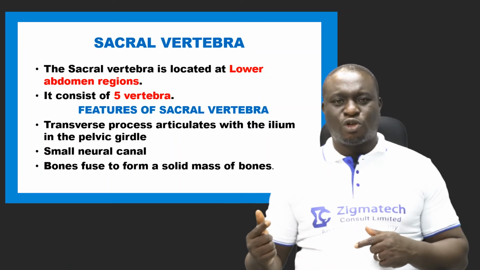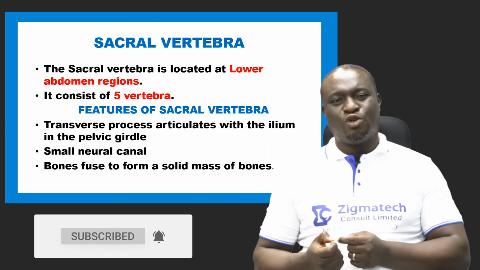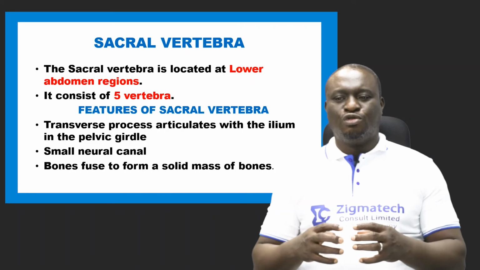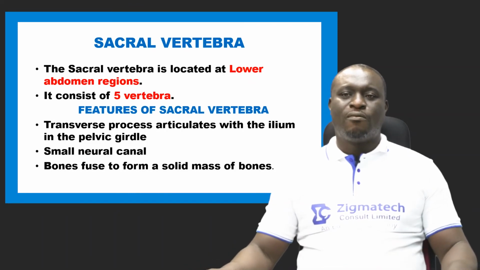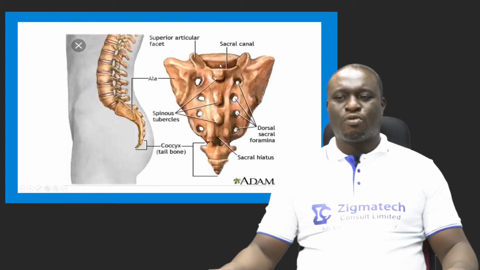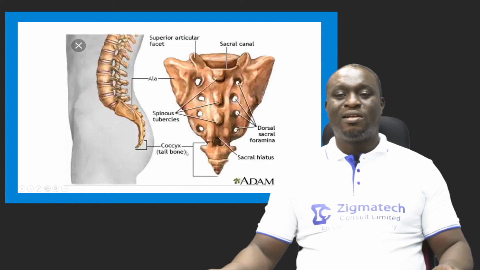We're going to be discussing that much later when we start talking about the appendicular skeleton. So it articulates with the ilium in the pelvic girdle. And then number 3, the bones fuse to form a solid mass of bones. So we have that as the sacral. As we can see here, the neural canal in the sacral is not that pronounced. And after the sacral, we have what we call the coccyx, which is the tailbone. That tailbone talks about the caudal vertebrae.